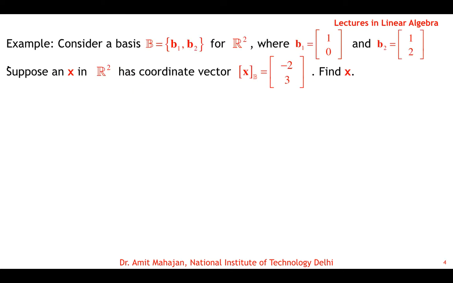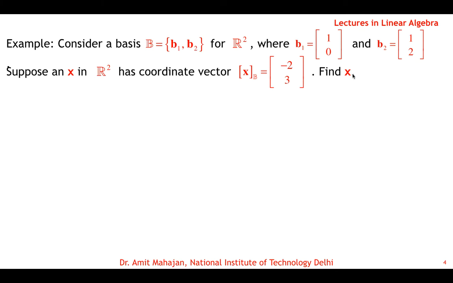Now one example. Consider a basis B of two vectors b1, b2 for R2. So b1 belongs to R2 and b2 belongs to R2, which means b1 has two elements and b2 has two elements. Here b1 is given as the vector in R2 (1, 0), and b2 is given as the vector in R2 (1, 2). Suppose x is any vector in R2 whose B-coordinate vector [x]_B is given as (-2, 3). Find x.